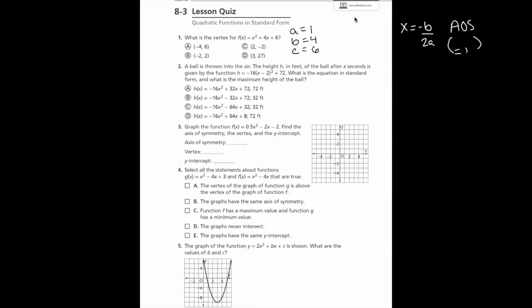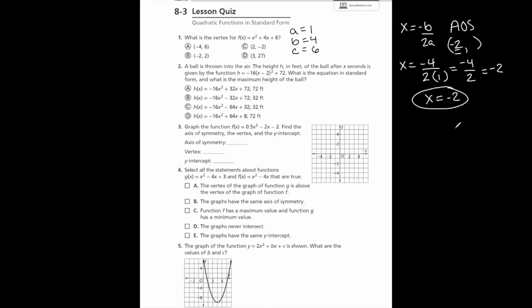For this specific formula, we just need a and b. So we're going to write x equals the opposite of b. So b is 4, so the opposite is negative 4. On the bottom, we're going to do 2, because that's part of our formula, times whatever a is, which is 1. When I simplify this, I get negative 4 over 2, or negative 2. So I know the x value of my vertex is negative 2. So I'm going to come up here and put in negative 2.